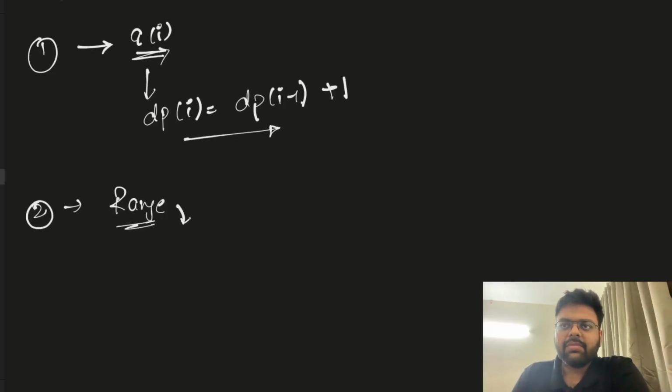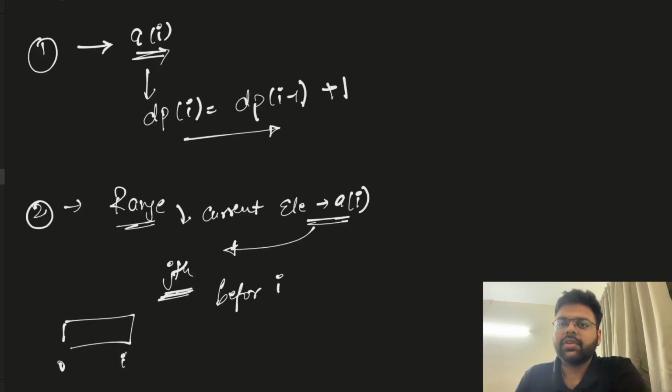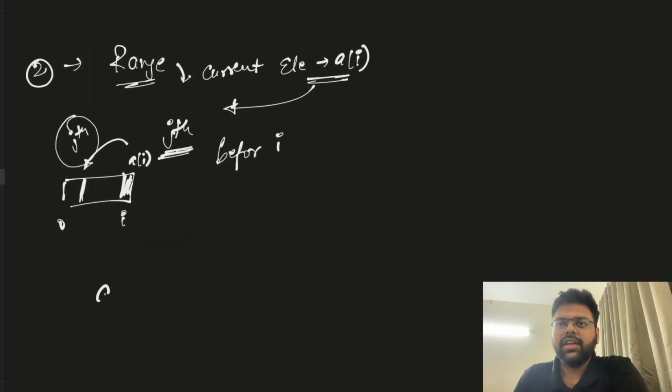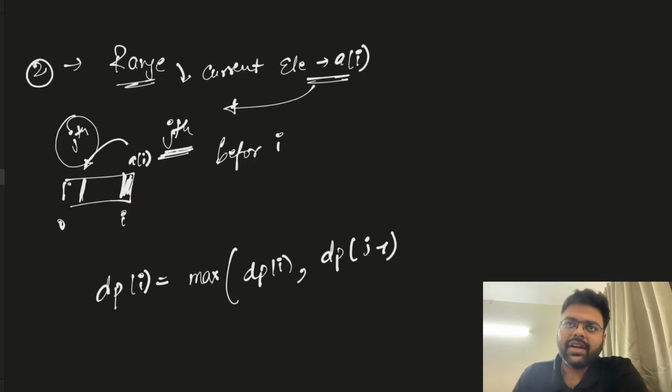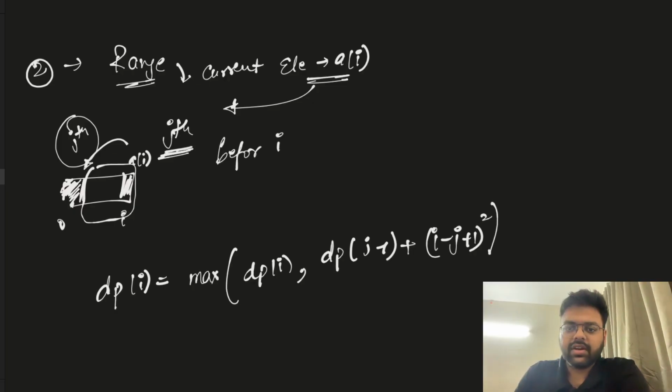Now if the current element is a of i, and this current element has appeared at some jth index before i, let's suppose we are dealing in this particular range and we are talking about this particular i, and this a of i has been spotted somewhere here, this jth index. Then can I say dp of i would be equal to the maximum of dp of i, plus dp of j minus 1, the sum that I would have taken till here, plus the range of this, which would be i minus j plus 1 squared. I can write this.